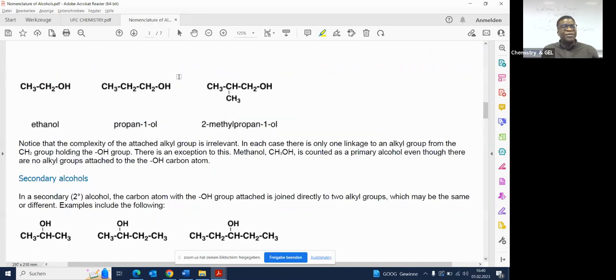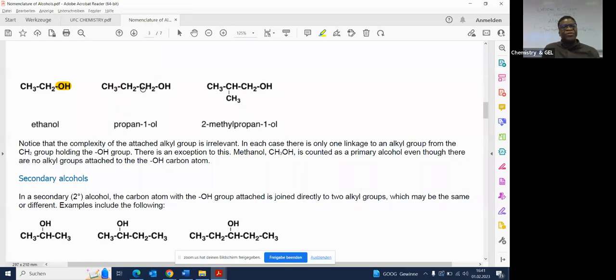So these are primary alcohols. The primary alcohols are attached to the alkyl group. In any case, the OH group is attached to one carbon. Like for instance, if I removed that, this is going to be an ethyl group, attached just right there on the first carbon.